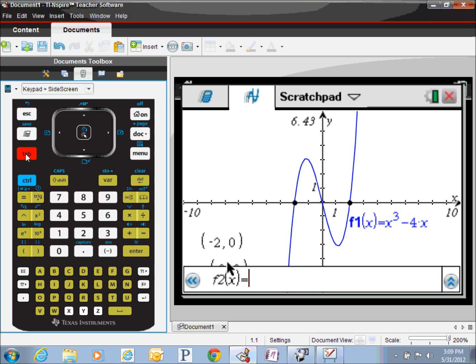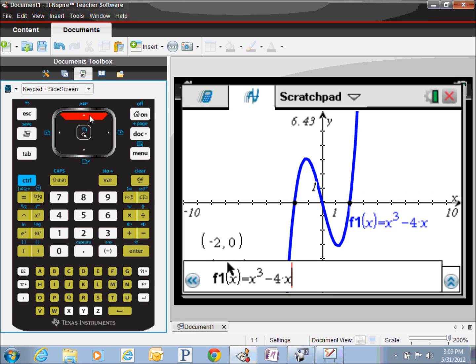Notice there's my f2. If you hit the up arrow, it'll get me back to f1. And what I'm going to do is change this equation. And there's kind of an interesting little bonus that we're going to get along the way here. I'm going to change this. This is supposed to be x squared minus 3, and hit enter.